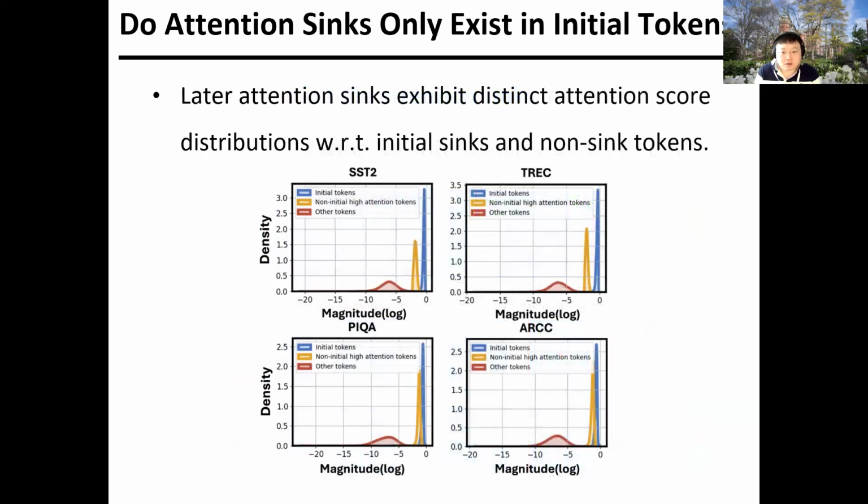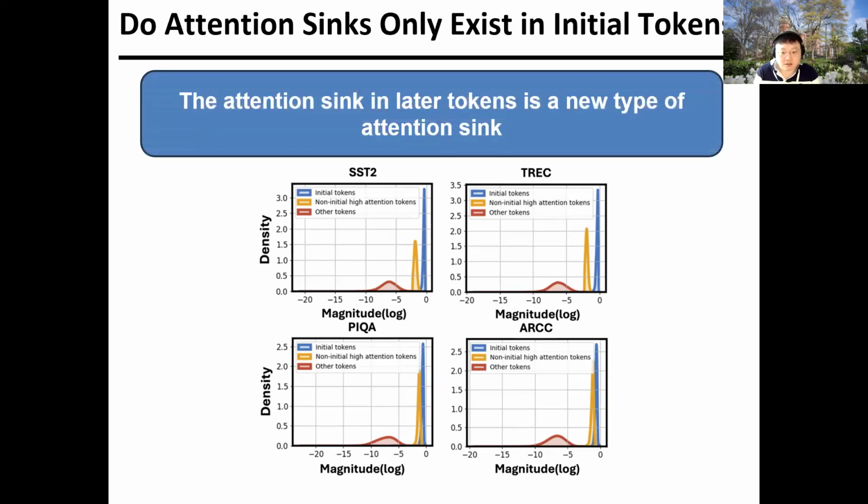Also, by visualizing the attention score distribution across the original initial attention sink tokens previously observed by StreamingLLM, which is shown as the blue part, the other tokens that are not attention sinks, which is the red part, and also the yellow part, which corresponds to non-initial attention sink tokens, we see they actually have really distinct attention score distributions, showing that this kind of attention sink in later tokens is a new type of attention sink.